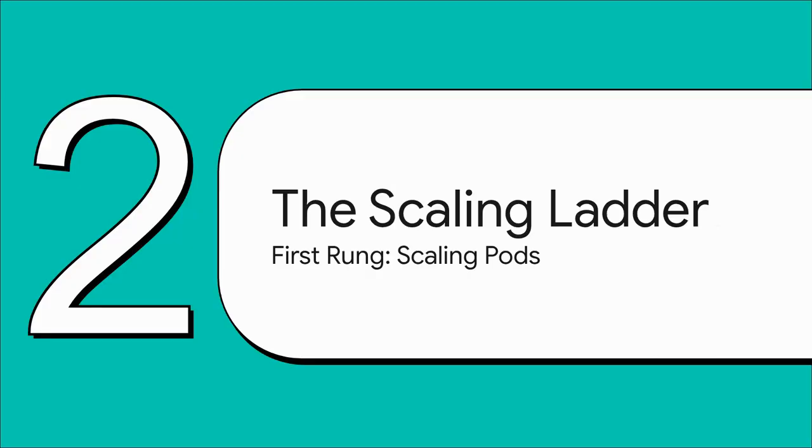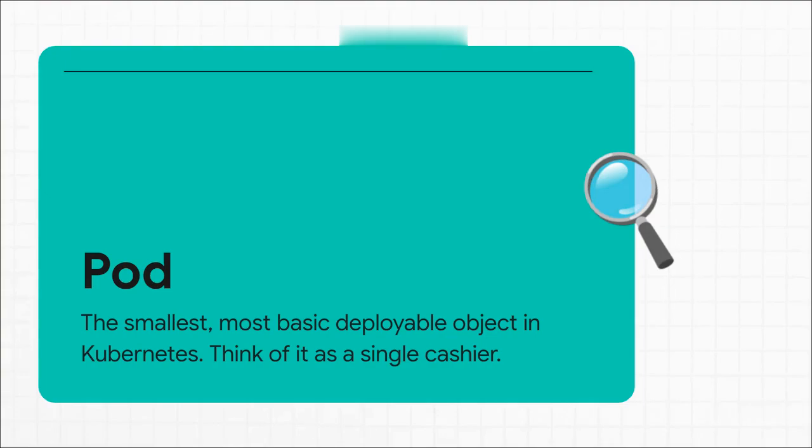This is your fastest first line of defense, and it's all about scaling the application itself, using something called pods. So in the whole Kubernetes world, a pod is basically the smallest unit you can work with. Now, to make this super simple, let's use an analogy. Just think of a single pod as one cashier at a supermarket, handling one customer at a time.